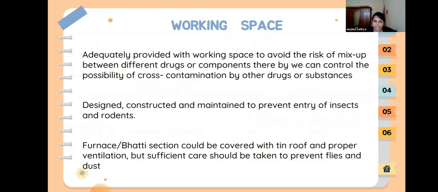The next one is the working space. It should be adequately provided to avoid the risk of mix-up or cross-contamination of the ingredients, as well as to provide a safe working atmosphere for the employees. It should be designed, constructed and maintained to prevent entry of insects or rodents. The furnace and bhatti section could be covered with a tin roof and proper ventilation, but sufficient care should be taken to prevent flies and dust.